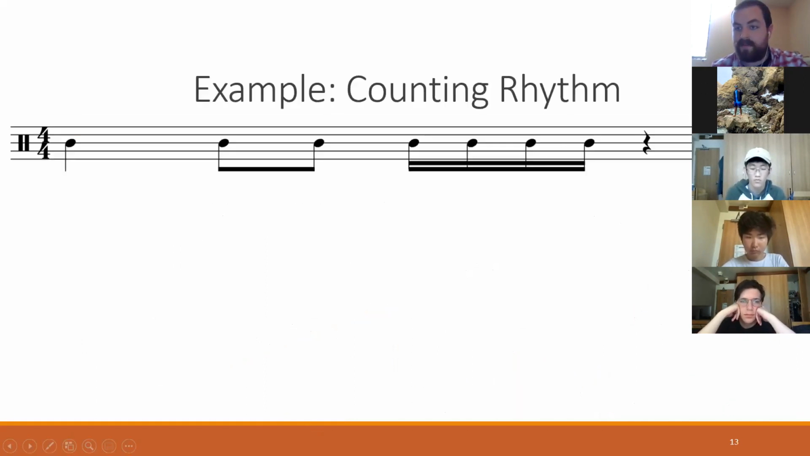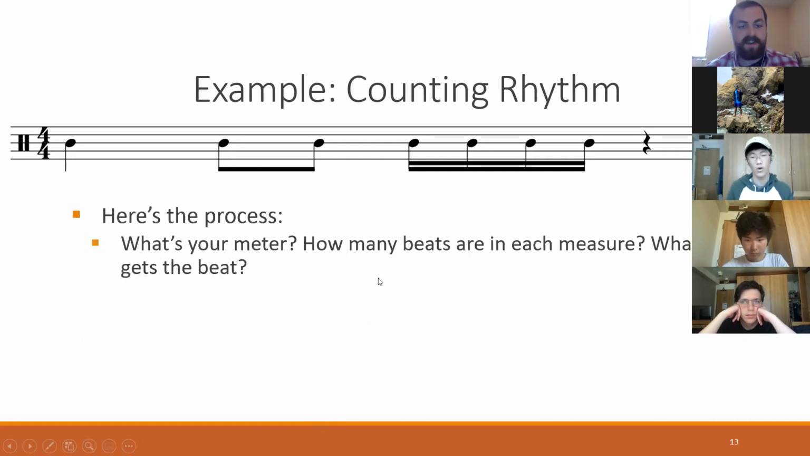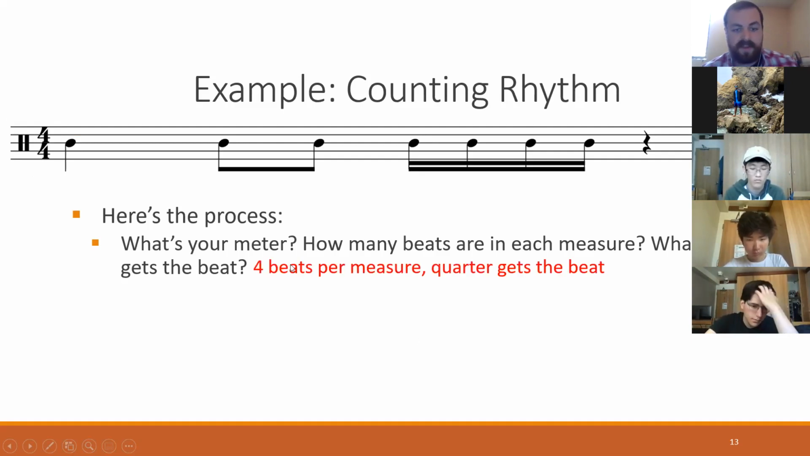So here's an example of a rhythm we can count. It's a pretty basic one, pretty straightforward. But here's the process for any rhythm. This is for any rhythm, not just this one. First, you need to figure out what your meter is, how many beats are in the measure, what gets the beat. We've looked at 4/4 a lot. We know that there are 4 beats in a measure and that the quarter note gets the beat. So in that case, there will be 4 quarter notes and 4 beats. 4 beats per measure, quarter gets the beat, boom.